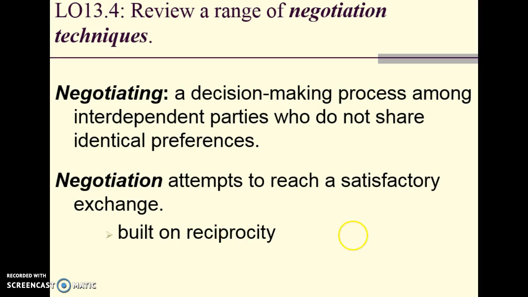Negotiation techniques: negotiating is a decision-making process among interdependent parties who do not share identical preferences. Negotiation attempts to reach a satisfactory exchange built on reciprocity.